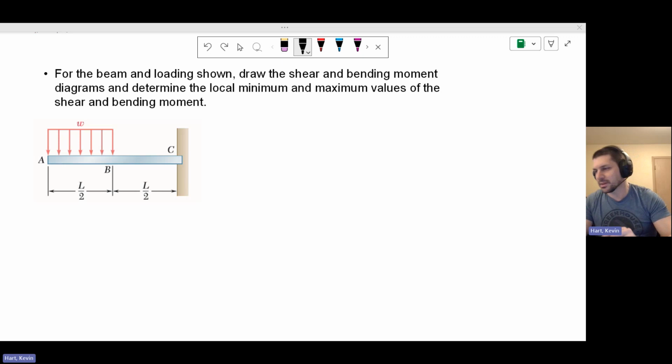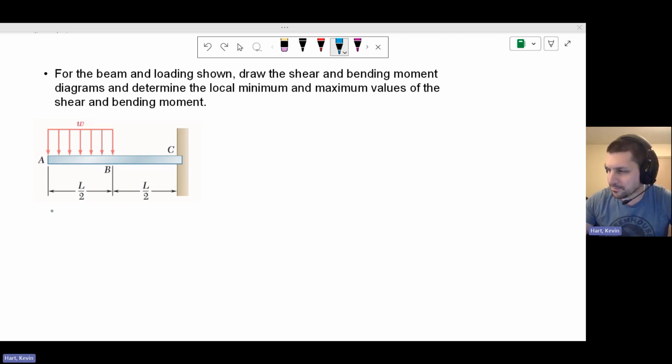Let's just get right into it. For the beam and loading shown, draw shear and bending moment diagrams and determine the local minimum and maximum values of the shear and bending moment. This particular image here is symbolic, so I'm actually going to give some numerical values here just to help us on our way.